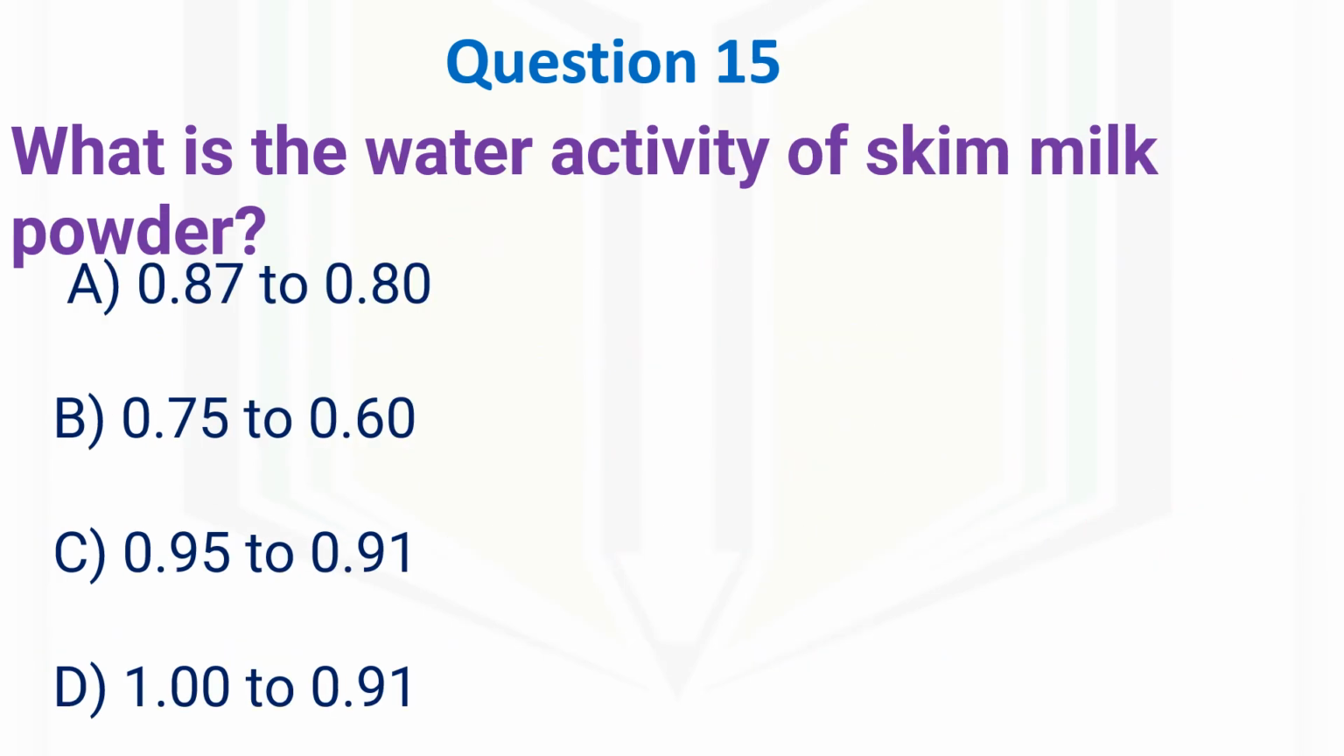Question number 15. What is the water activity of skim milk powder? Options are: A, 0.87 to 0.8; B, 0.75 to 0.6; C, 0.95 to 0.91; option D is 1 to 0.9. Correct option is option number B, 0.75 to 0.6. So milk powders are considered low water activity foods with typical water activity values less than 0.7. These have very low moisture, hence most of the products are not affected by microbes, especially mold, bacteria, yeast or fungi.